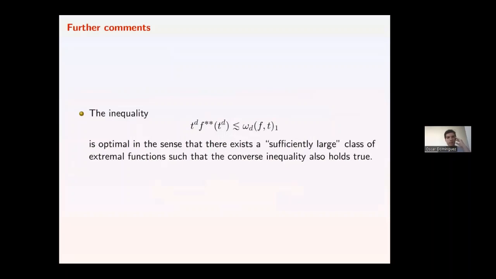Let's go further, and now let me concentrate on the special case that p is equal to 1. So we have obtained this inequality, and again this inequality is optimal in the sense that there exists a sufficiently large class of extremal functions such that the converse inequality also holds true.